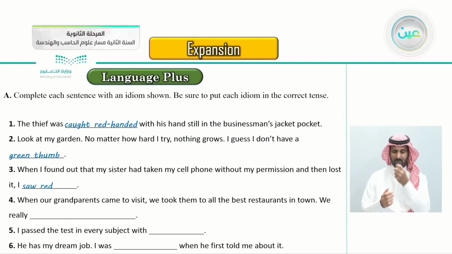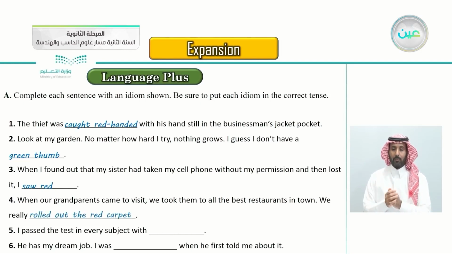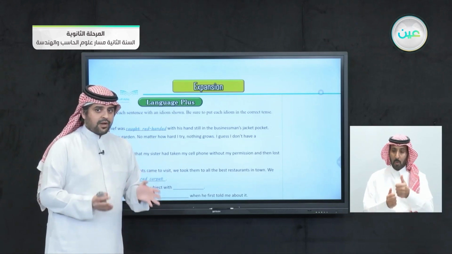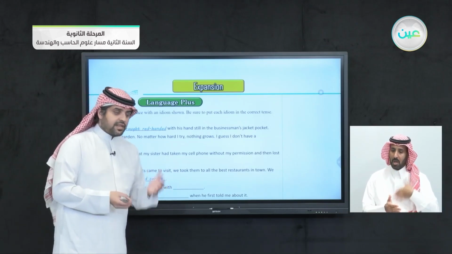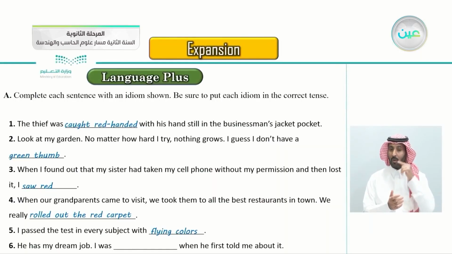Number four: when our grandparents came to visit, we took them to all the best restaurants in town. We really, a sign of welcome. Yes, rolled out the red carpet. We really rolled out the red carpet. Number five: I passed the test in every subject with, what? I'm proud of myself here. Yes, very good. With flying colors.